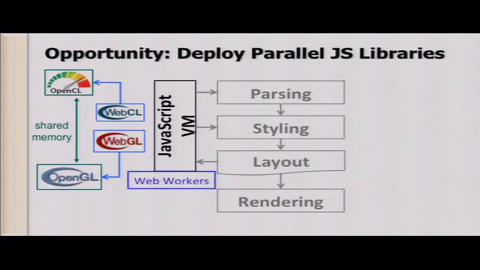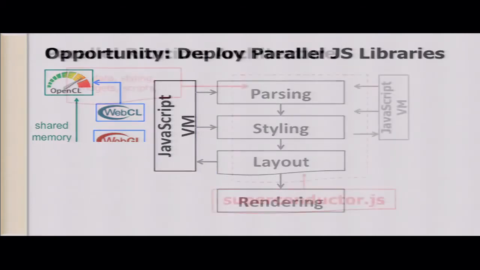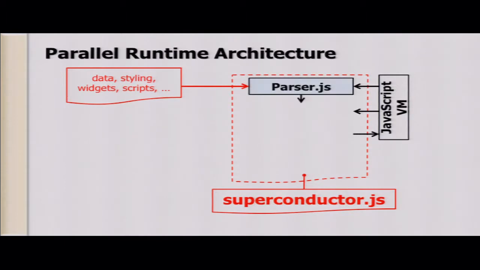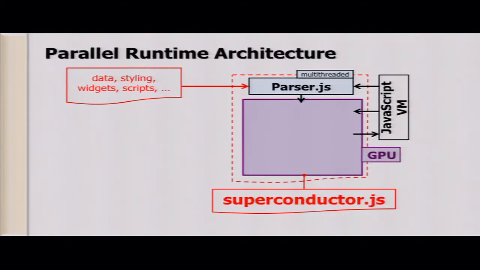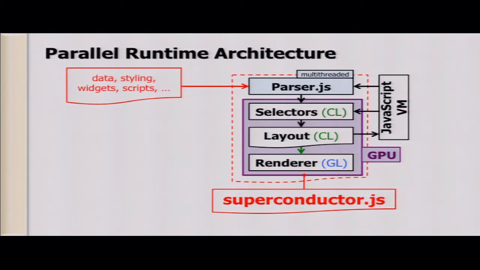And as a nice little benefit here, OpenCL and OpenGL allow for shared memory, which allows us to do very quick computations if we can keep everything on the GPU. So in our system, in Superconductor, we parse the data, which we do multi-threaded using web workers, which are JavaScript's version of threading. We have selectors for doing styling in OpenCL. We have layout, which we do in OpenCL. And we have rendering, which we do in OpenGL.